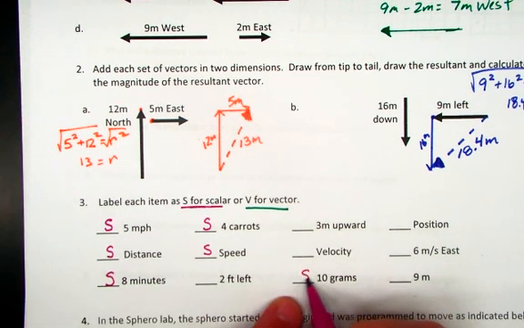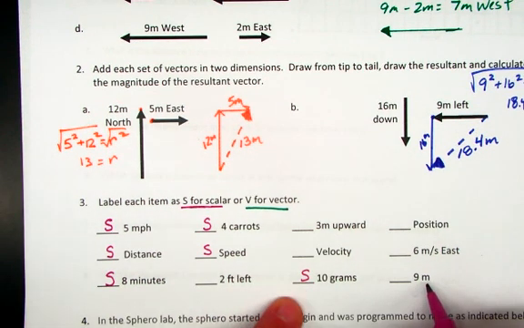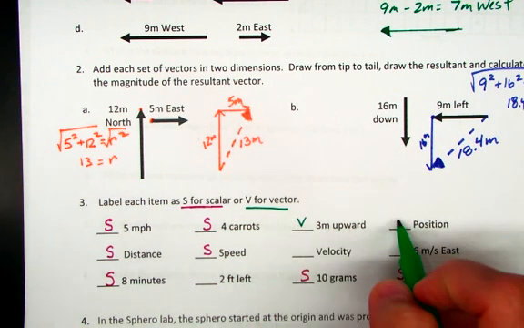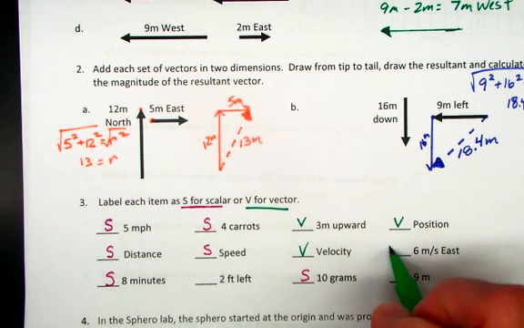Grams is a scalar. Meters, I have a distance, so that is a scalar because it has no direction, which means everything else must be a vector because it has direction.